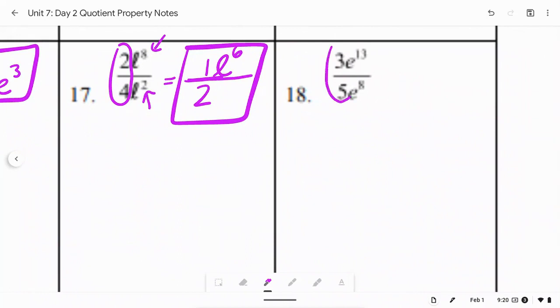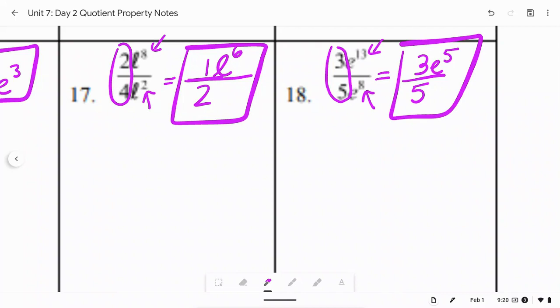18, first I'm going to check, can I reduce 3 over 5? And I actually cannot, so I'm going to keep it as 3 over 5, and then subtract my exponents. So 13 minus 8 is e to the 5th power, and always put it in the numerator when you're subtracting.